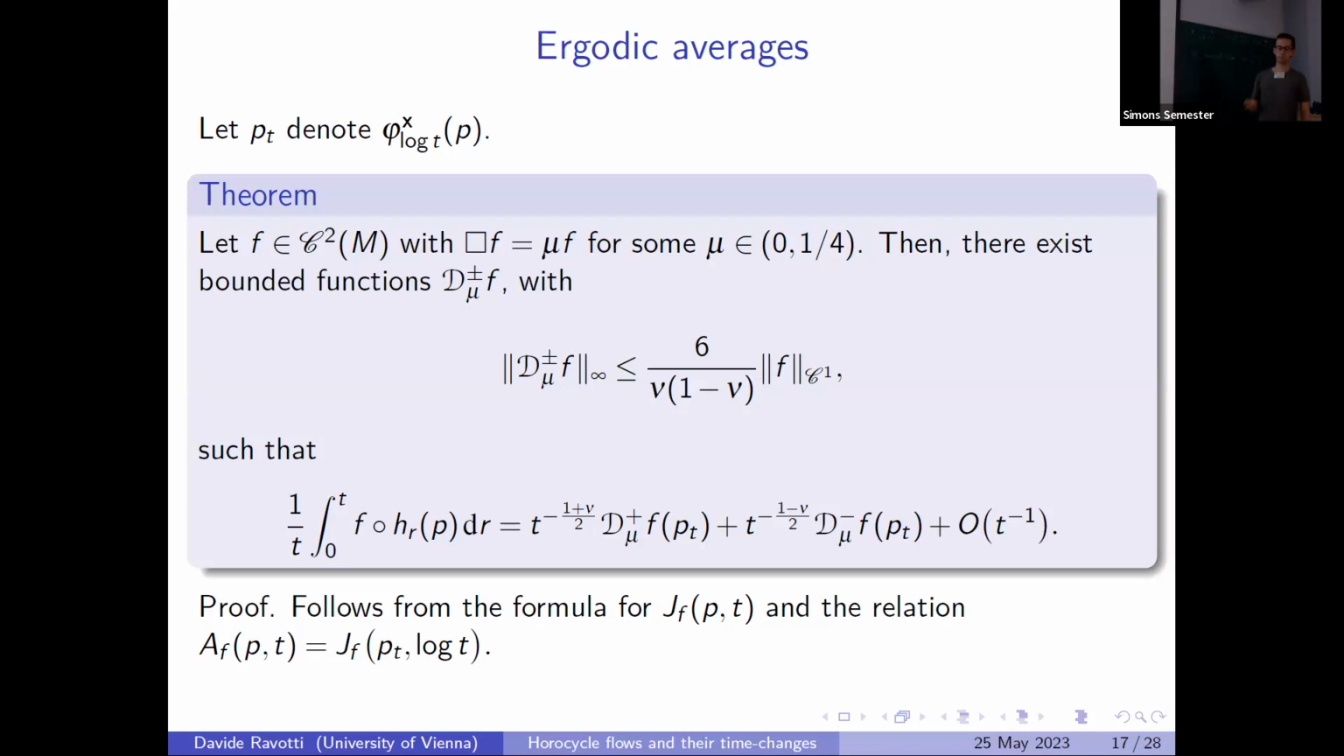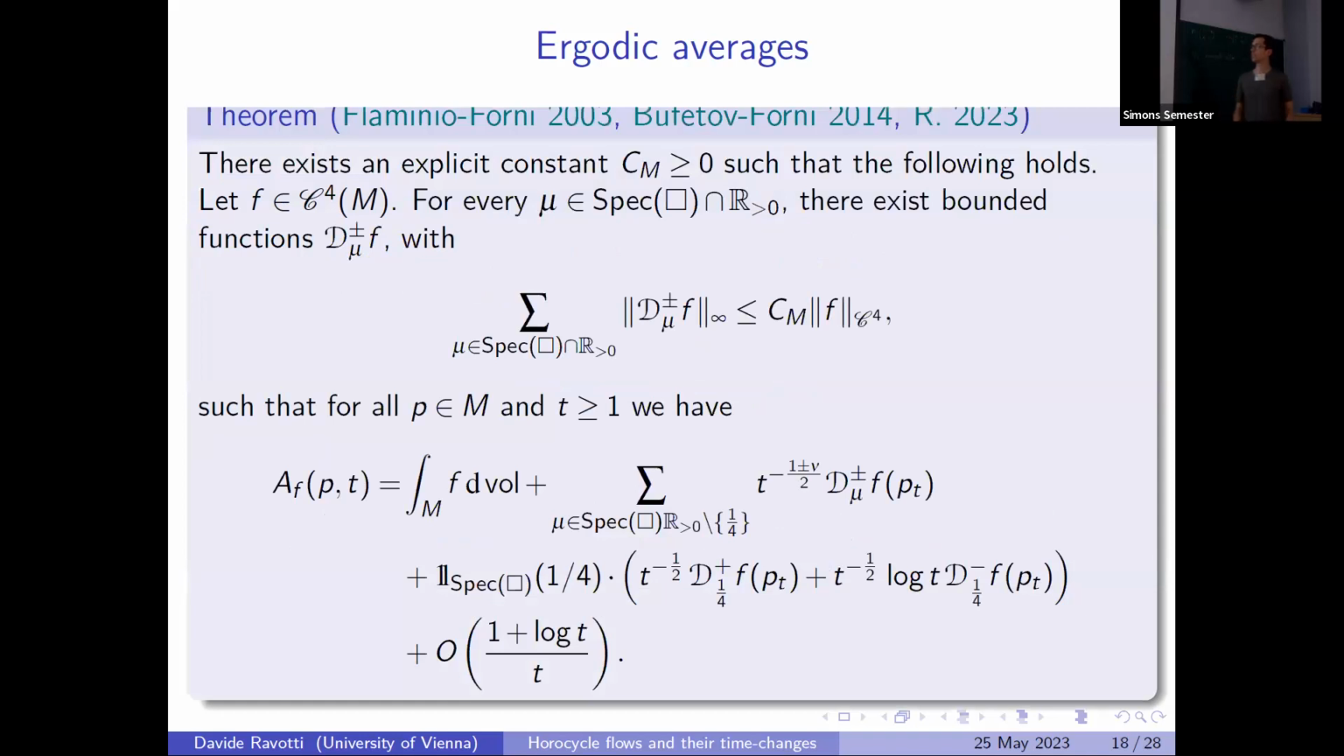So what happens for a general function? I will not prove it, but this is the key ingredient to prove this result. As far as I know, the first proof was given in a seminal work by Flamini and Forni in 2003, and then strengthened in some other directions by Buffetto and Forni. But the proof I presented to you is by myself.